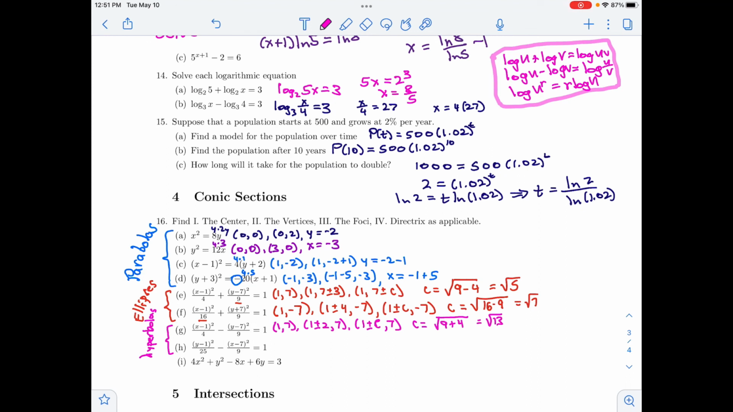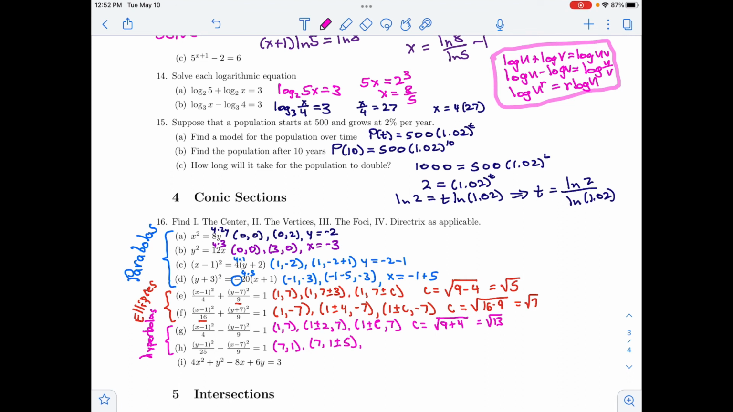Okay. So it's a little bit counterintuitive. You would think with the hyperbola you would subtract 9 minus 4 because it's got a minus in there. But no. Okay, now for the next one, we've got (7, 1). Now remember, this time the y is going to be affected. So we're going to have (7, 1 plus or minus 5) for the vertices, and then (7, 1 plus or minus c), and c is equal to the square root of 9 plus 25.